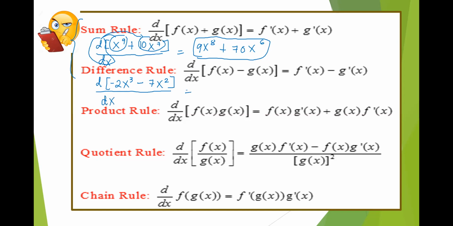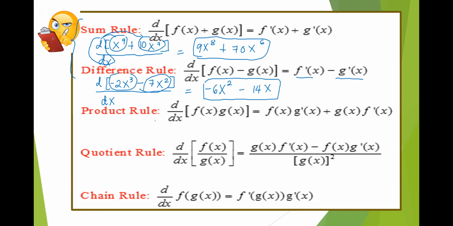Yan. So, eto na po, bali gagawin lang natin is get the derivative of the minuend, and that will be negative 6x to the second power. And then the derivative of your subtrahend will be 14x. So, minus 14x. All we have to do is subtract their respective derivatives. And this becomes our final answer to our derivative.